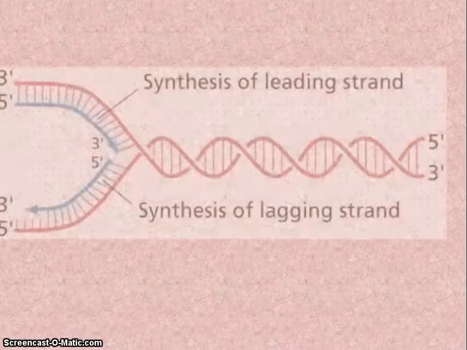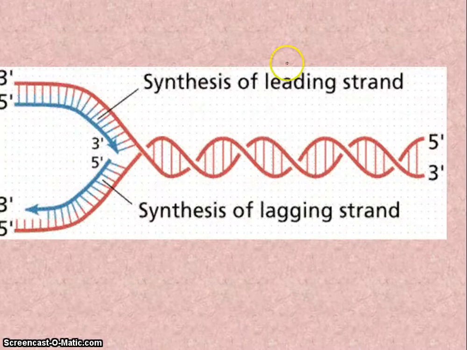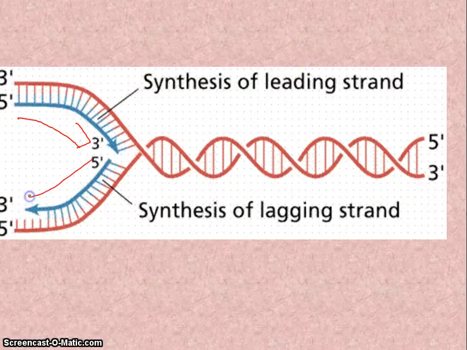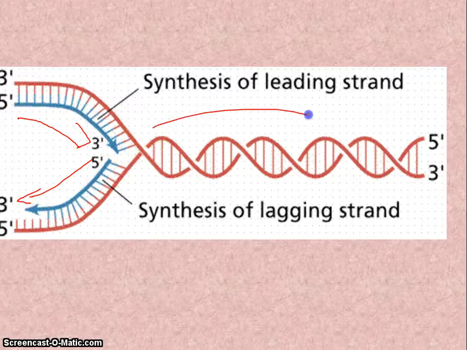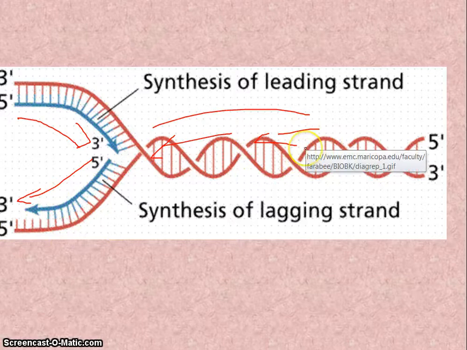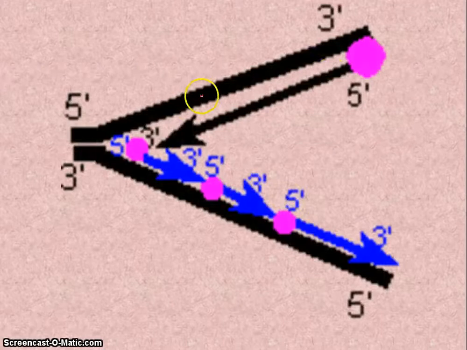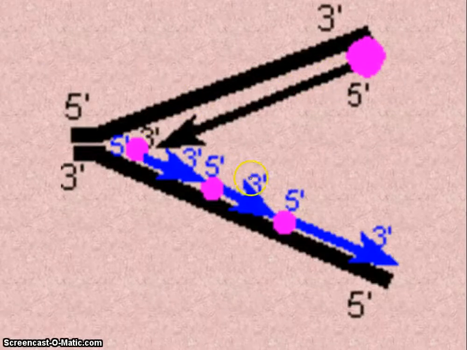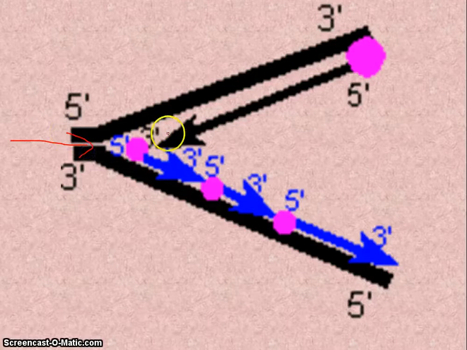So just to show you that in the picture, this can be made continuously. This gets made this way. When this unwinds more, we make a little fragment, and it unwinds more, makes another fragment, and those Okazaki fragments need to be joined together by DNA ligase. And again, it's just showing very continuous, and then fragment, fragment, fragment. And as this unwinds more, there'll be another fragment, where this one can just keep going.